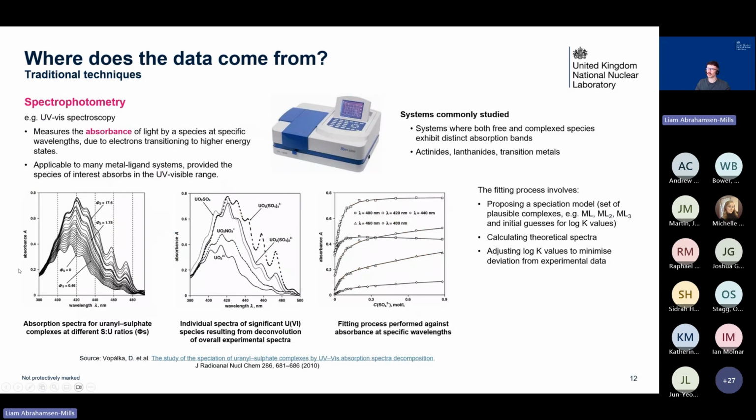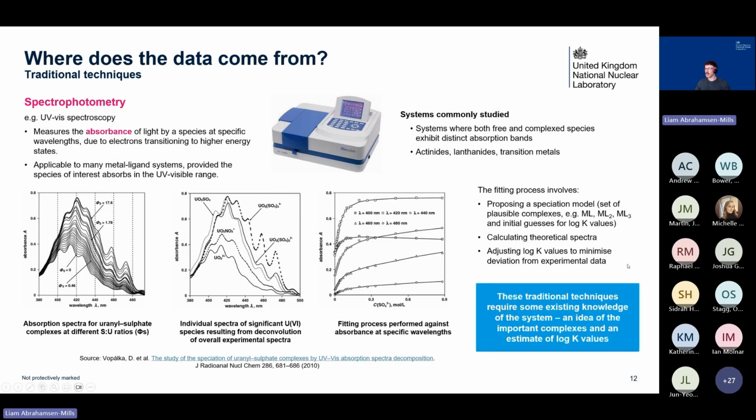So on the left, I've got some absorbance spectra for uranyl sulfate systems. What has been done here is, first of all, a spectrum measured for uranyl on its own, and then different amounts of sulfate added as a complexing ligand. And as those ratios change, you can see a change in the spectra. That allows deconvolution of the spectra to show the individual contributions from specific solution species. And then again, a fitting process can be done to derive equilibrium constants here using specific wavelengths.